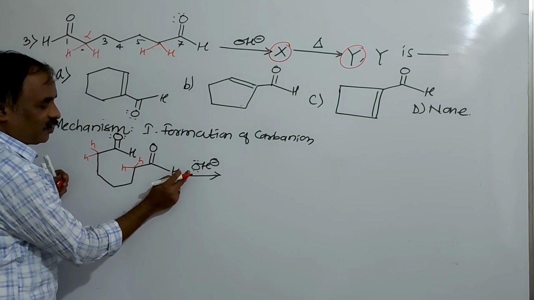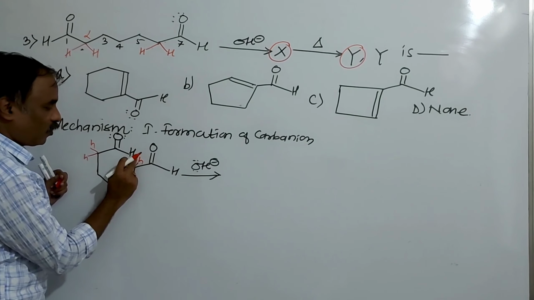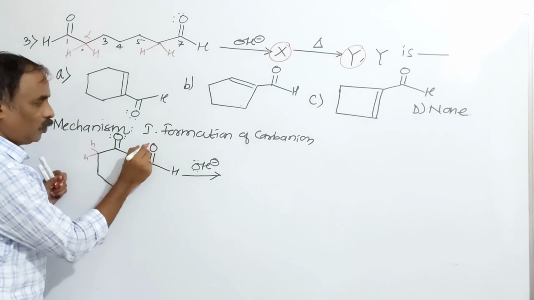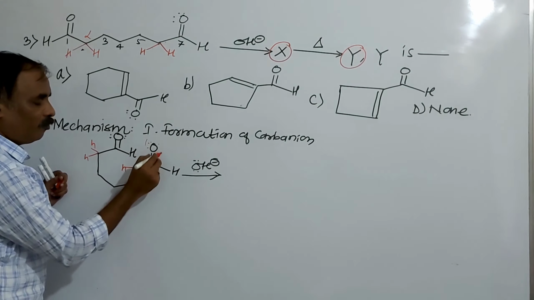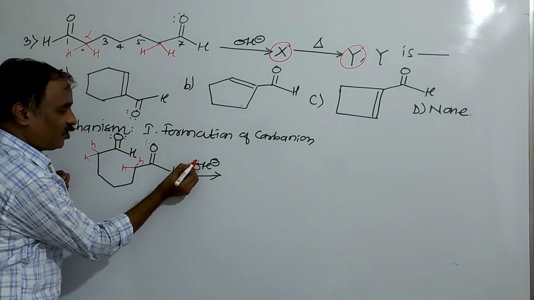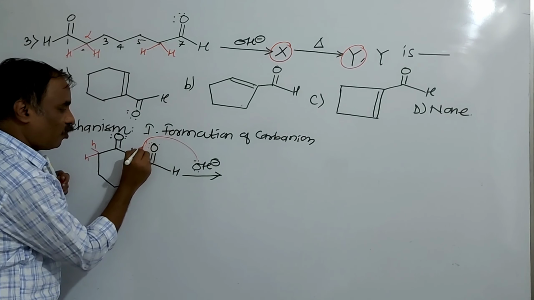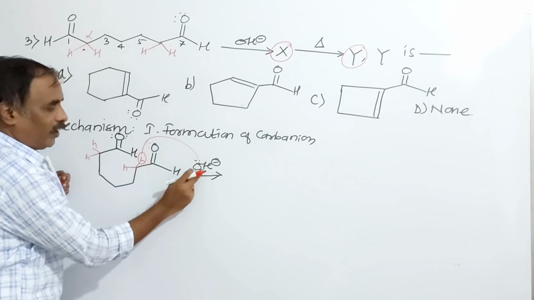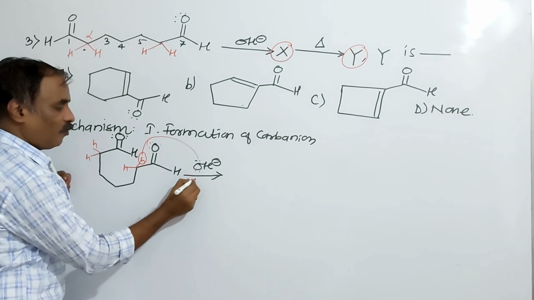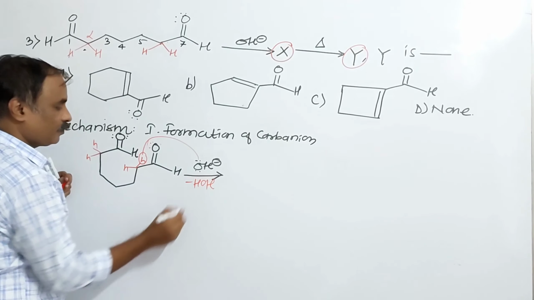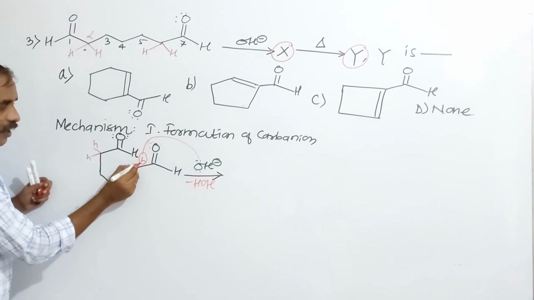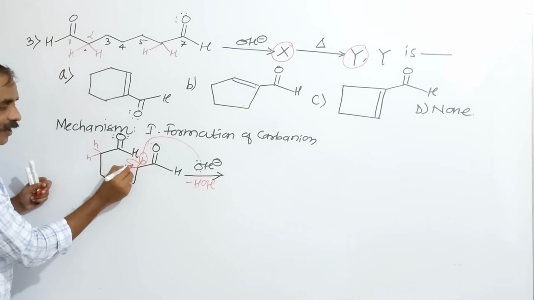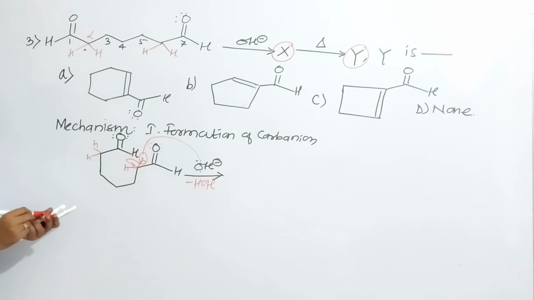So in the reaction with this base, the base will abstract alpha hydrogens, which are acidic due to the electronegative nature of the carbonyl group. So this OH minus will abstract one proton. OH minus will combine with this H plus, with removal of H2O. The carbon hydrogen single bond breaks, the electrons shift like this, and a carbanion is formed.